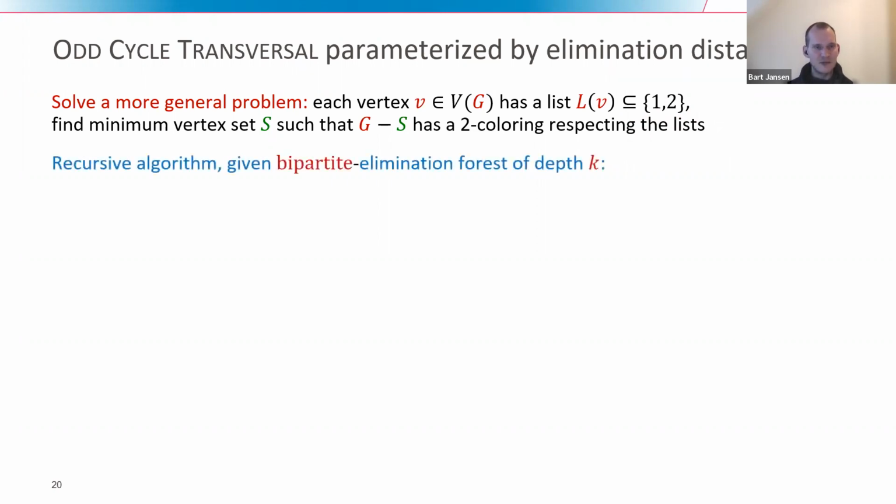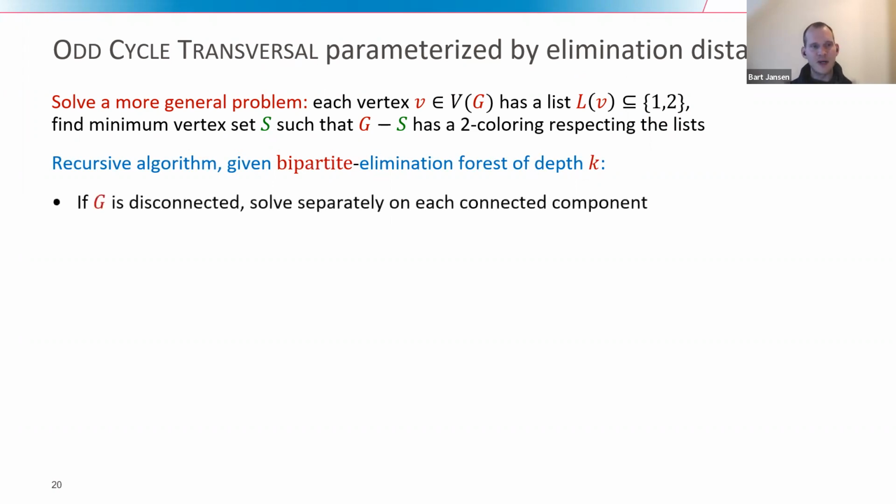Now, if we are given an elimination forest that reaches a bipartite graph after k rounds, we can use it to find a minimum odd cycle transversal and to solve this generalization as follows. If the input graph is disconnected, then there's no interaction between the connected components, and we can separately solve the problem on each component.